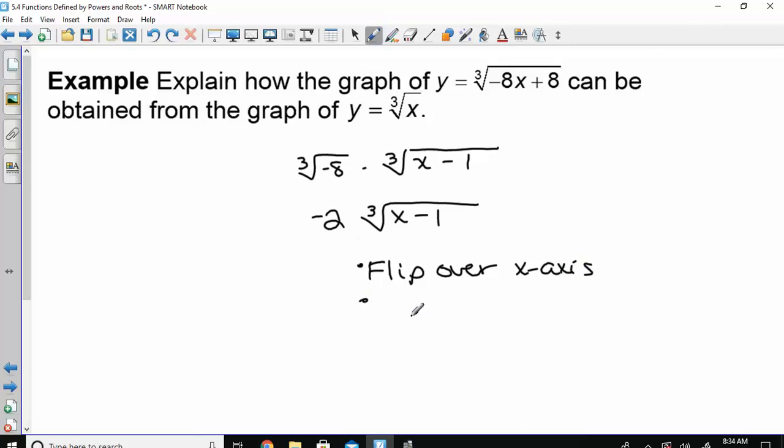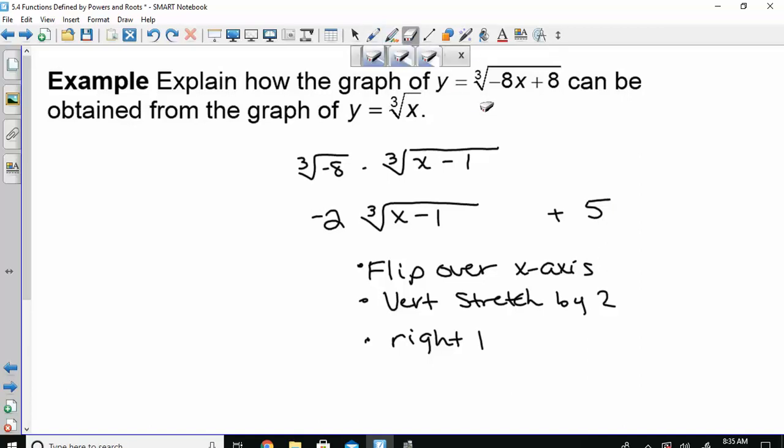The 2, just like the last one, is a vertical stretch. What's the minus 1? And what would make this one doesn't have it, but what would make my graph move up or down? Like +5. Yeah, if I had like a +5 outside the radical, that would be what would move it up. Okay. Any questions there?